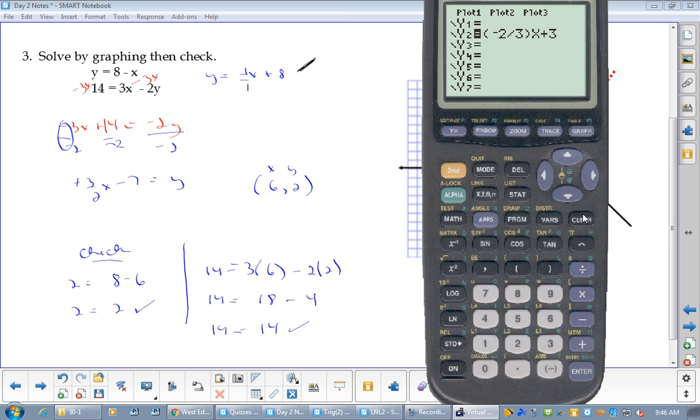Okay, so 8 minus x. And this one I'm just going to clear this. 3 over 2 x minus 7. Zoom 6. Second trace, which is calc 5. Enter, enter, enter. There it is.